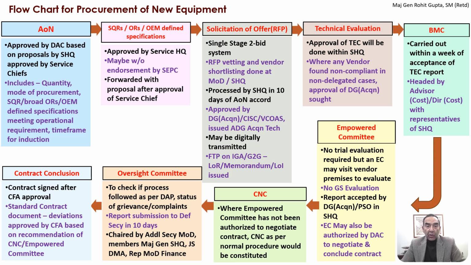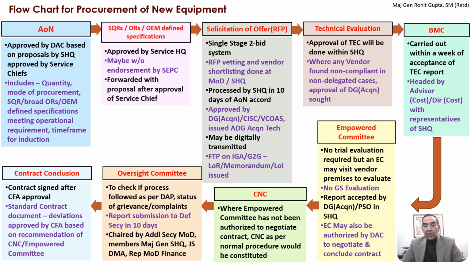Now the SQR, OR/OEM defined specification have to be approved by the service headquarters. These may be without the endorsement by the Services Equipment Policy Committee, SEPC, which is authorized to approve all SQRs or PSQRs. Now these are forwarded with the proposal after approval of the service chief, and the service chief comes into the chain also in the FTP in this case.